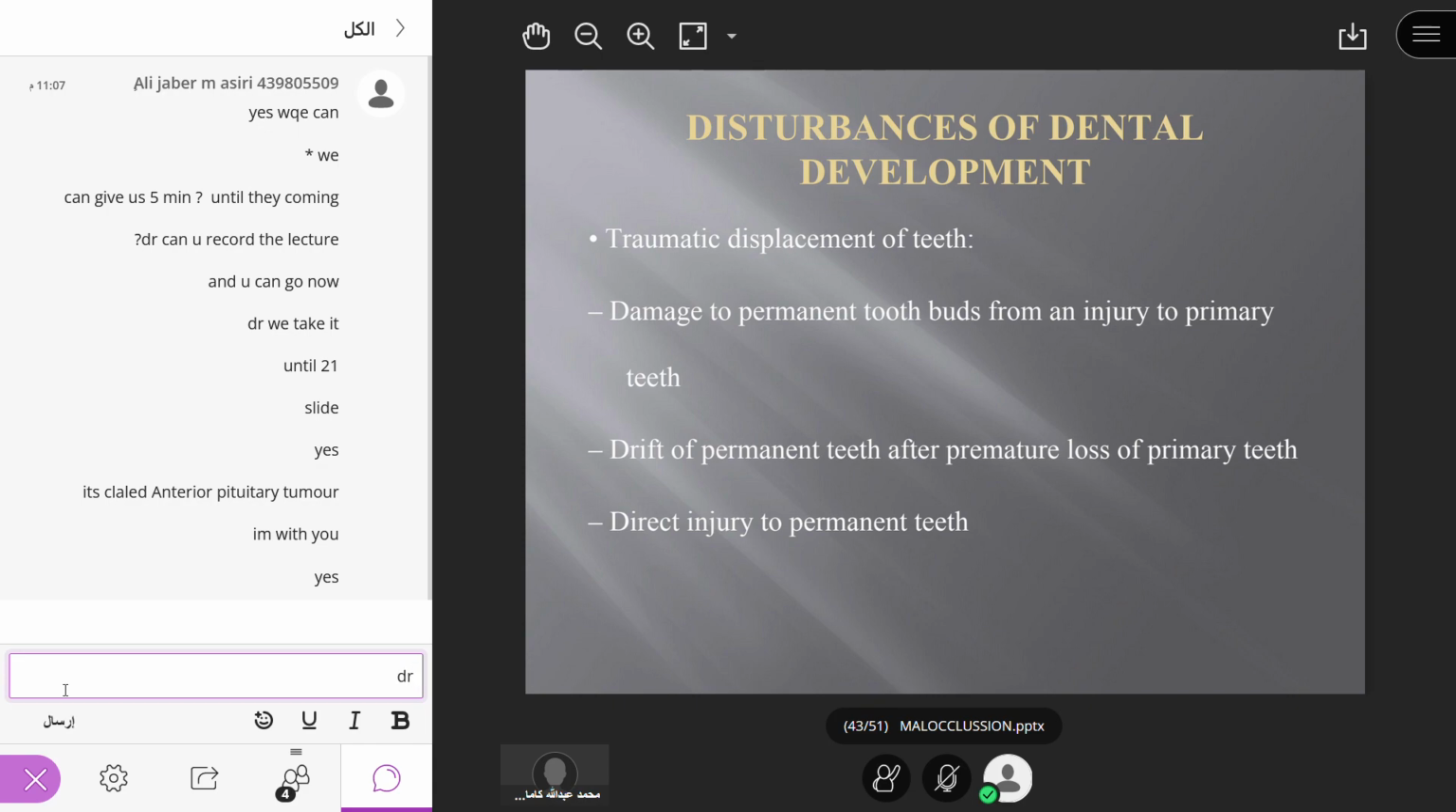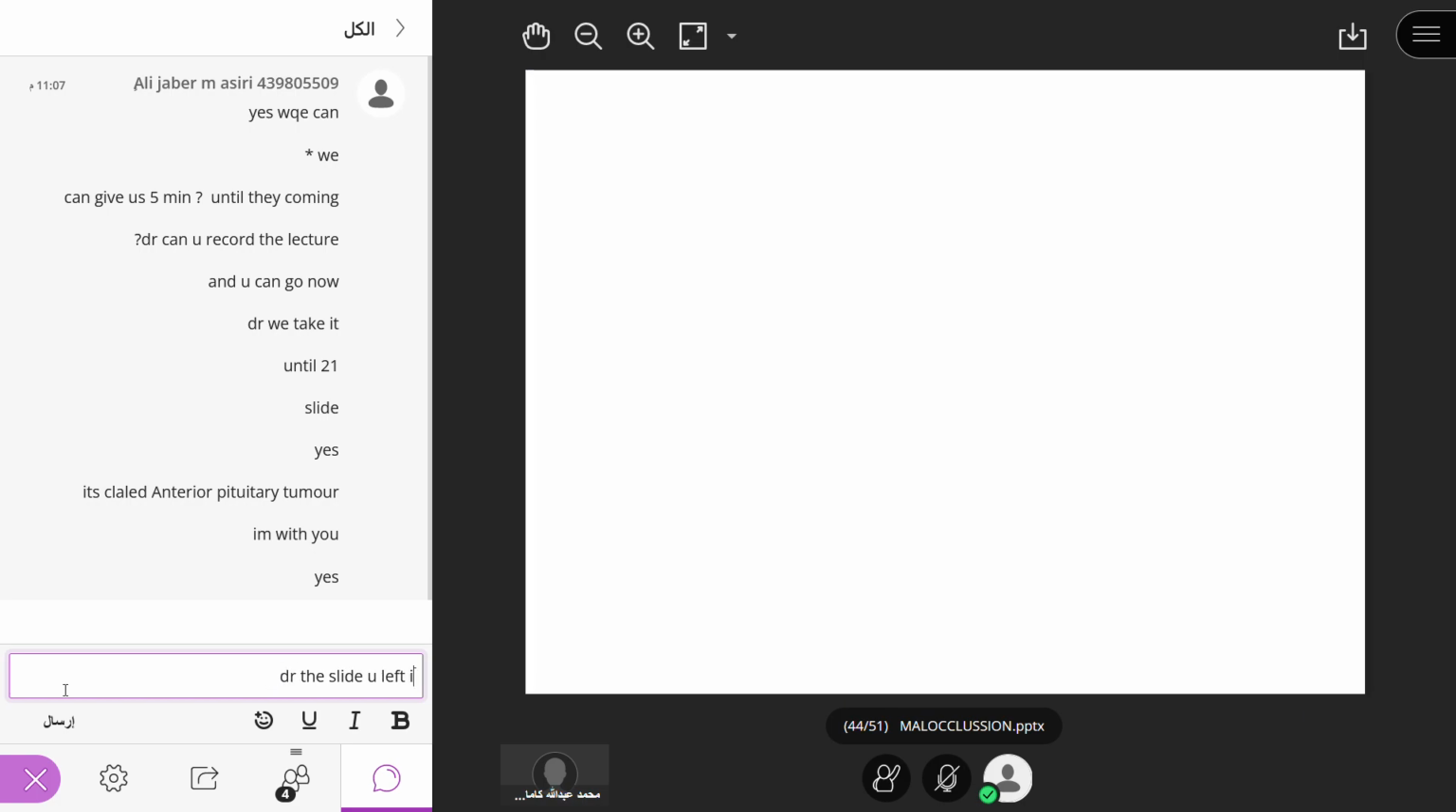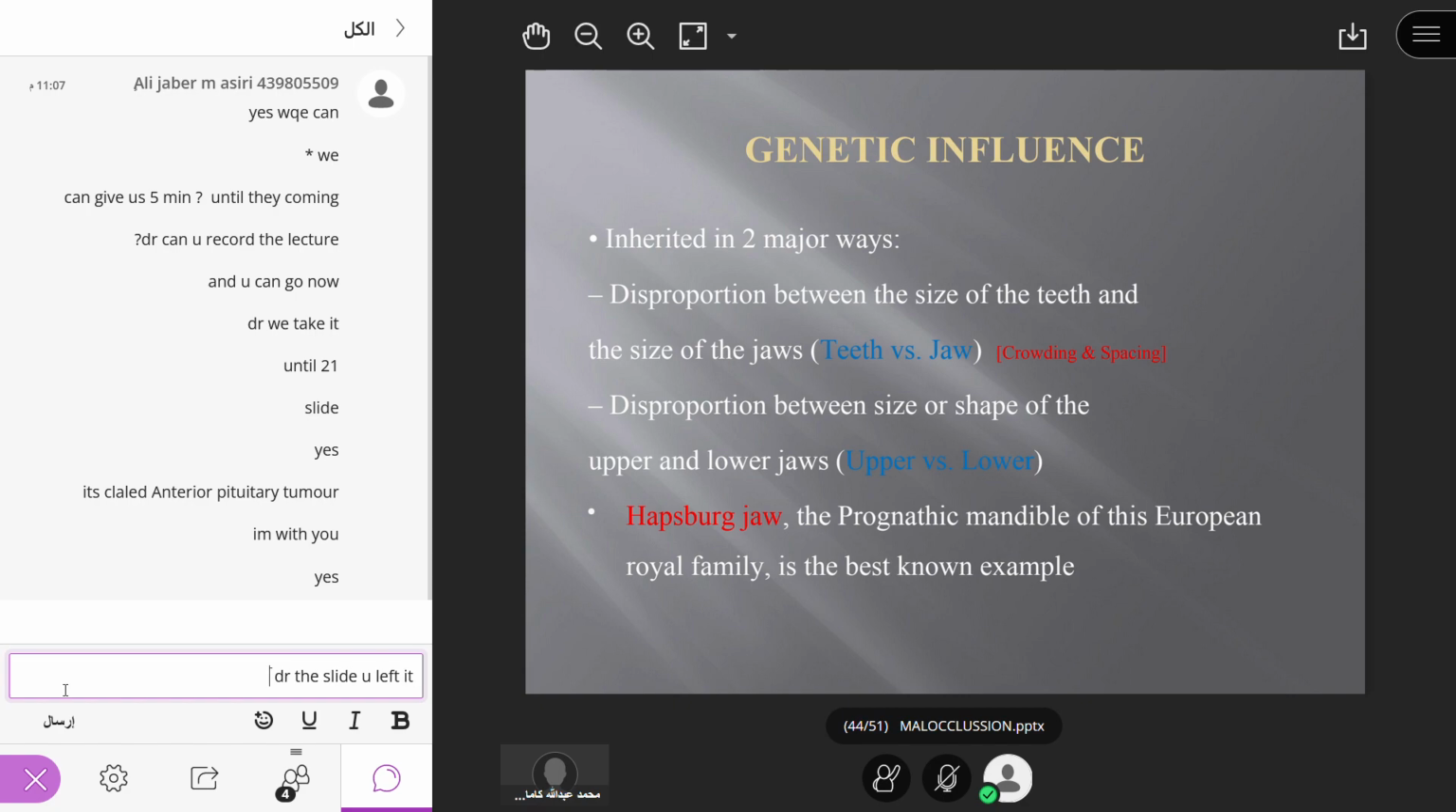Traumatic displacement of the teeth could be a result of malocclusion as well. Damage to permanent tooth buds from an injury to primary teeth. Drift of permanent teeth after premature loss of primary teeth. Direct injury to permanent teeth.